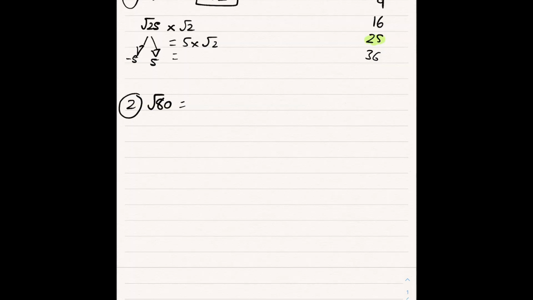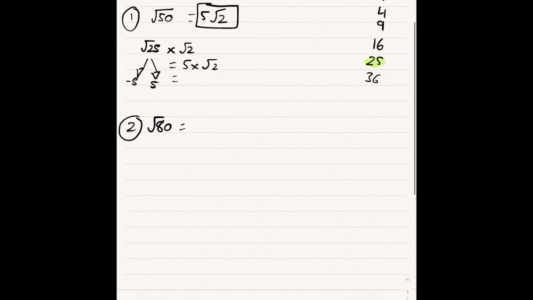Now the next example we have is root 80. What numbers do we have on the right hand side here, the square numbers, which we can times to give us root 80? As you can see, we can do 16 times root 5, as 16 times 5 gives us 80. So we do root 16 times root 5.